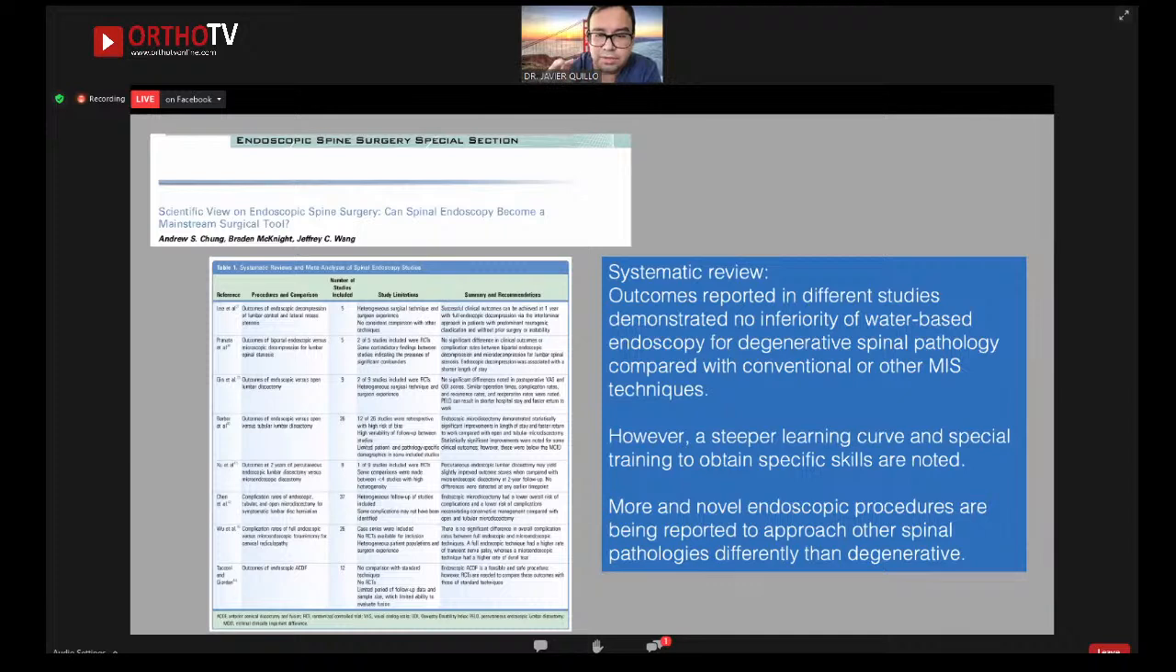However, there are negative points for several surgeons. For example, we need a steeper learning curve and special training to obtain specific skills in endoscopic techniques. But right now, more novel endoscopic procedures are being reported in the literature to approach spinal pathologies other than degenerative ones. And I love this picture.